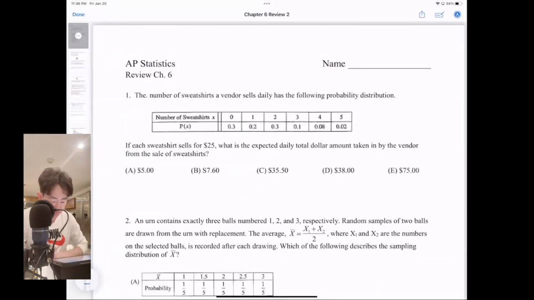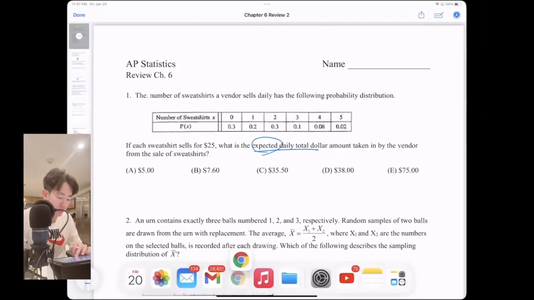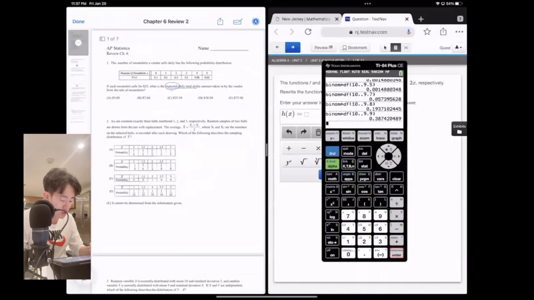So for number 1, the number of sweatshirts a vendor sells daily has the following probability distribution. We want to find the expected daily total dollar amount. That's very simple, because if I want to find the expected value in a given table setting, it's best that we just use a table.